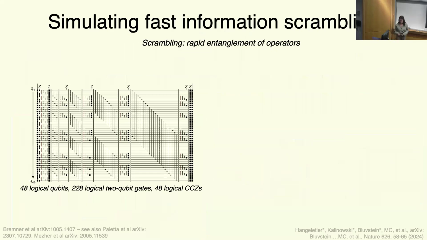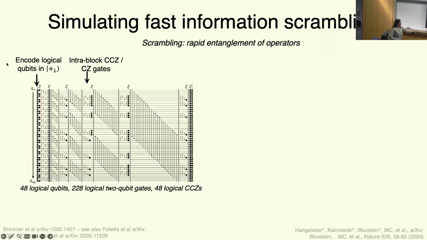So here's a circuit that we're going to be running. And this circuit will simulate fast information scrambling on our logical qubits. Scrambling just means that we are going to rapidly entangle the logical operators of our qubits. So we can do this by first preparing our logical qubits in the plus state.